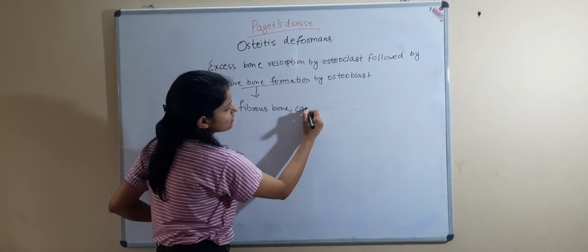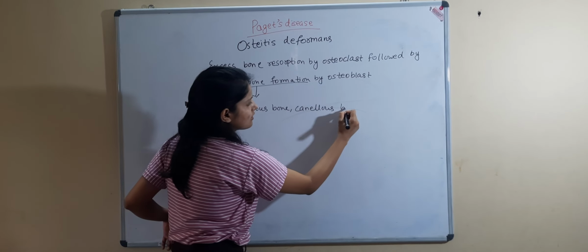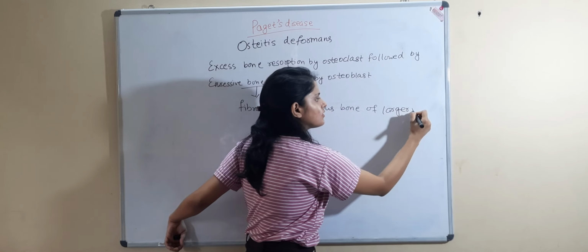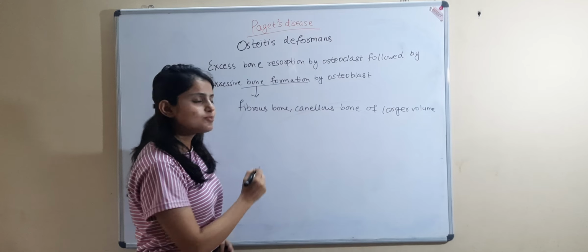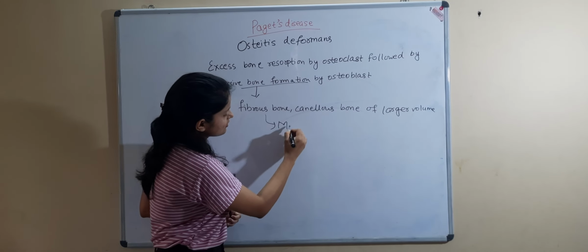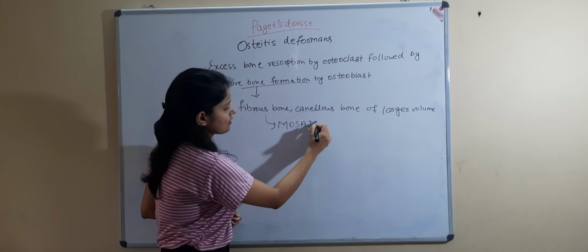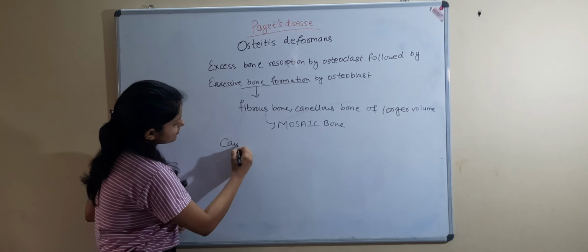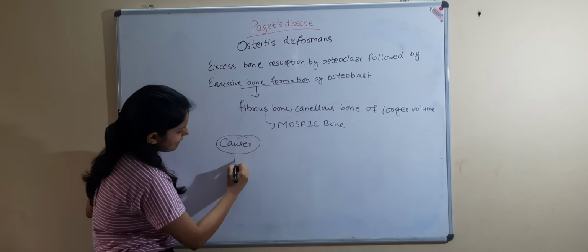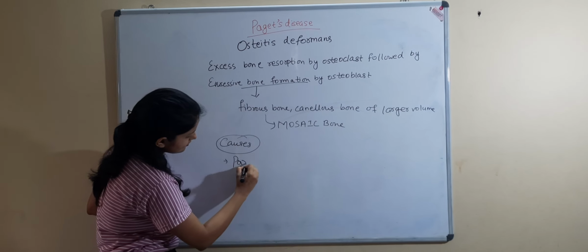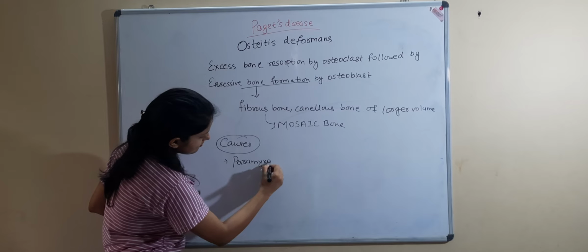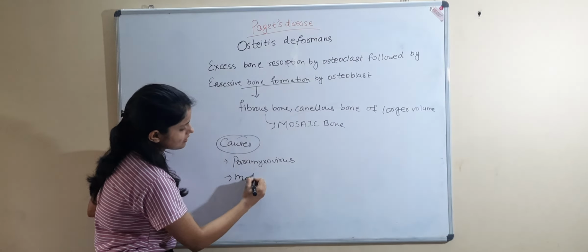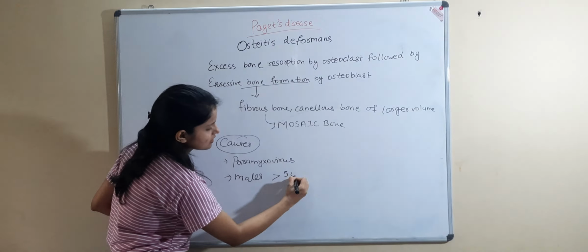Which will be cancellous bone of larger volume. This bone is also called mosaic bone. Causes: paramyxovirus. It most commonly occurs in males of more than 50 years.